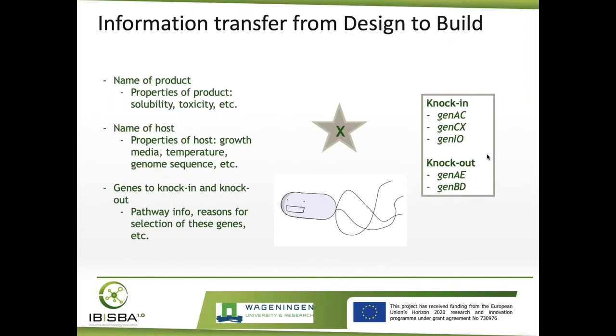So we need, of course, the name of the product, the properties, solubility, toxicity, you name it, the host, the various features of the host, the specific genes to knock in and knock out, or maybe more than just genes and knocking them out. It could be whole pathways. We need the pathway information, reason for selection of those genes, and so forth.